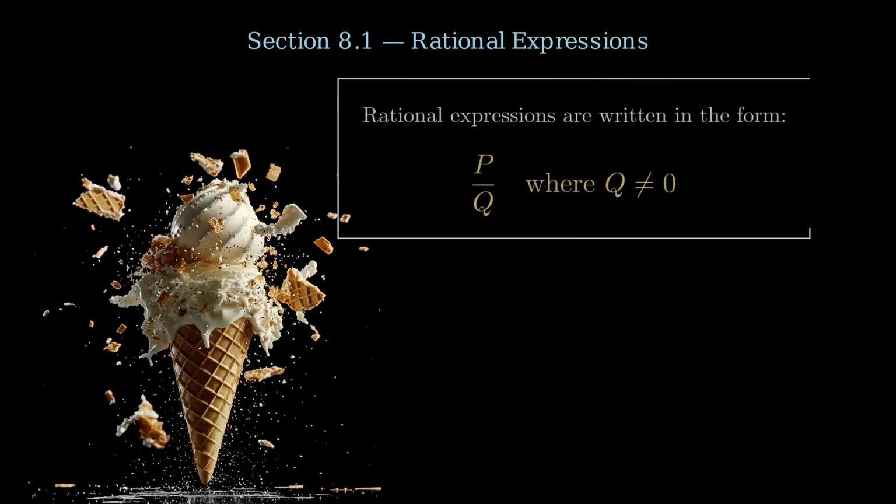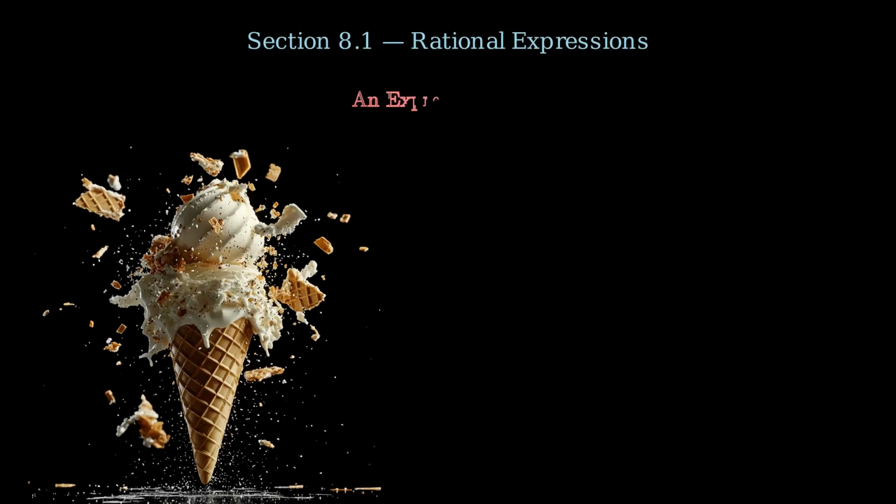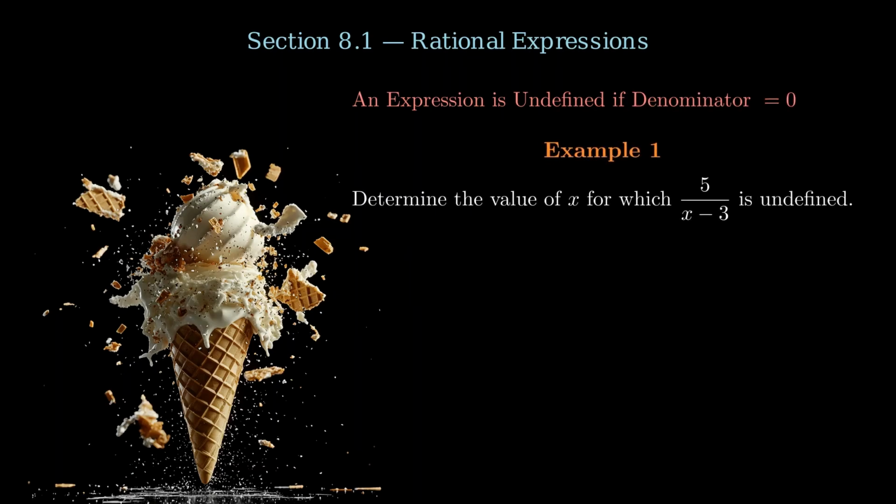A rational expression is any expression that can be written in the form of a fraction. This means it always has a numerator and a denominator. For example, look at this form, p over q, where q cannot be 0. An expression is undefined if the denominator is equal to 0.